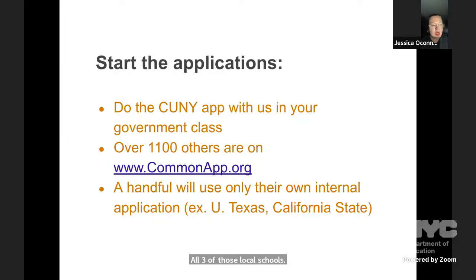They do also have their own internal application, but there's no benefit to using the college's own application. Using Common App is way easier because it streamlines the process. You're just doing one application, and then you're telling Common App, all right, send it to these 3 different schools. It makes keeping track of everything a lot easier. Okay, next.